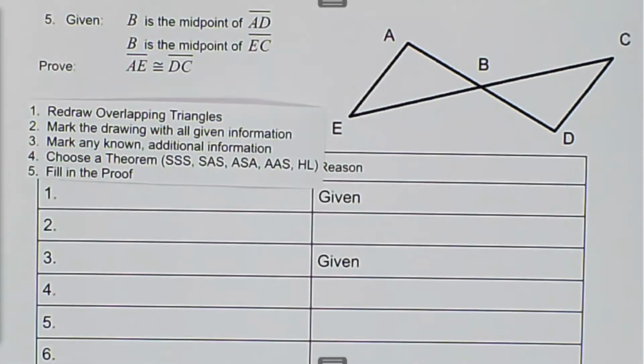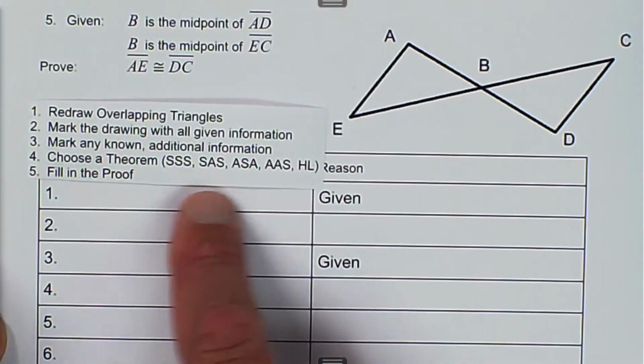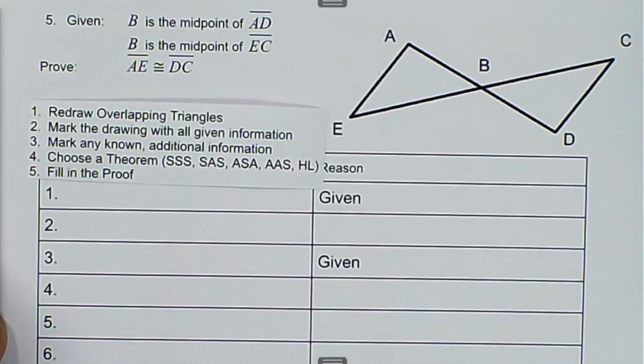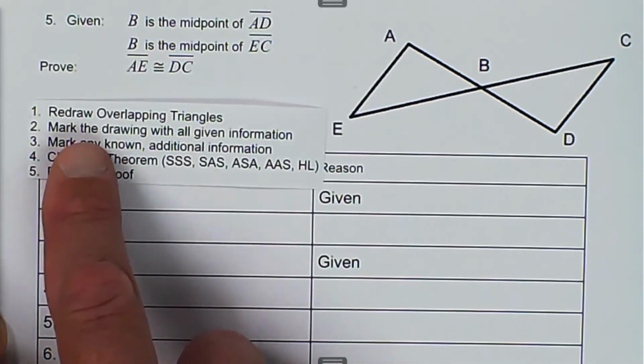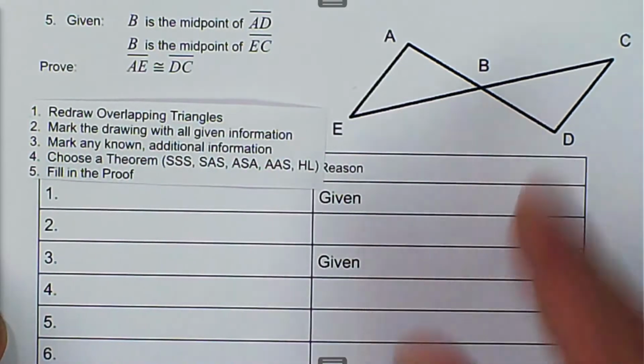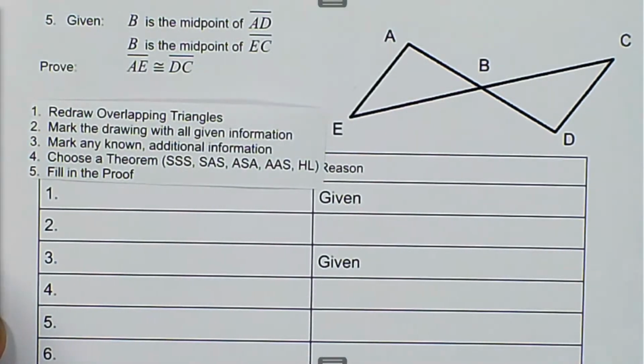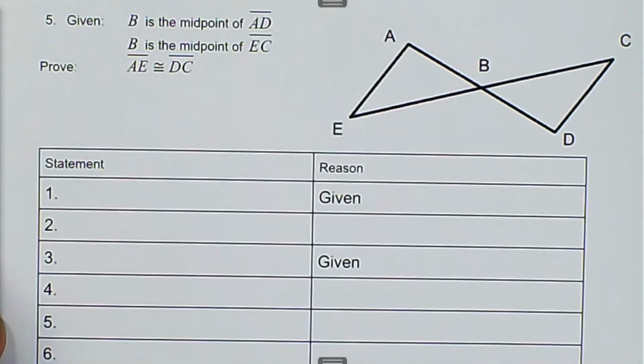We are talking about triangle congruence postulates, and we want to prove triangles are congruent based on these postulates here. So the first step is redraw overlapping triangles. In this case, we don't have any overlapping triangles, so we can go right into the proof and writing down the given information.